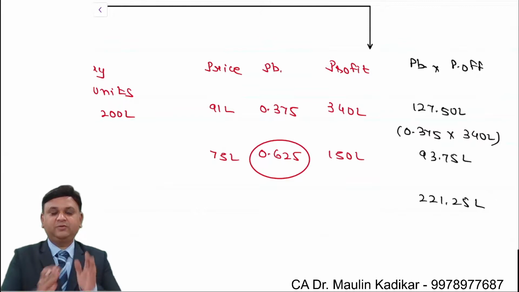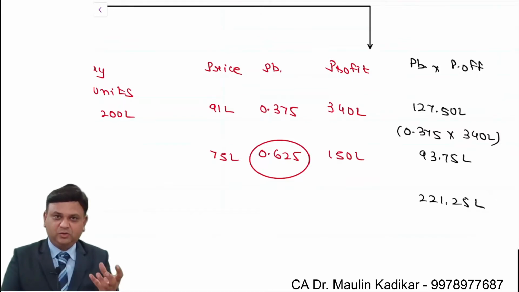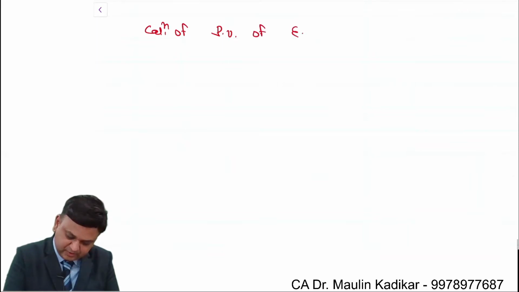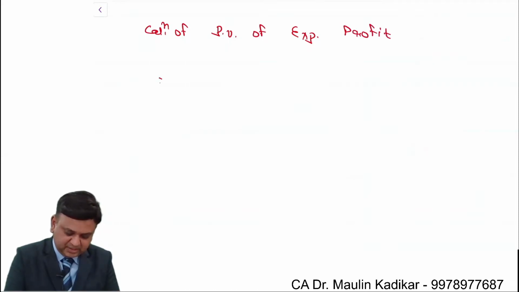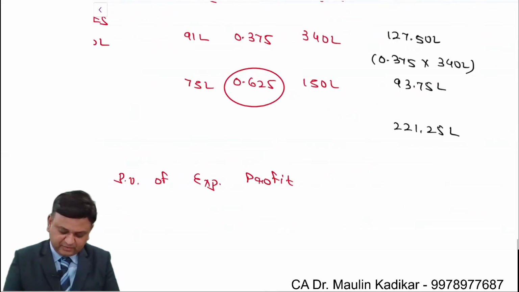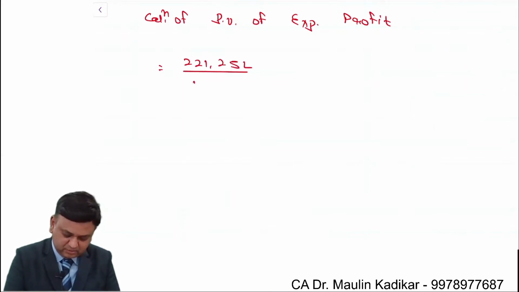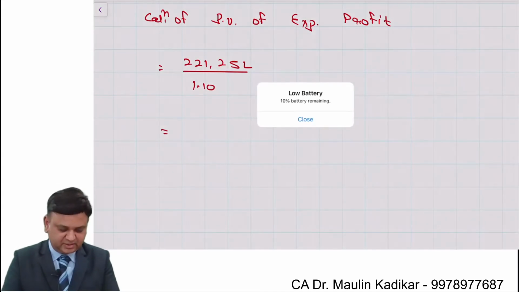Okay. Now you have got both the profits. One is of year 0, another is end of the year. Now what we can do? Calculation of present value of expected profit. It is equal to 221.25 lakhs divided by 1.10. Simply 10% is the discounting factor.